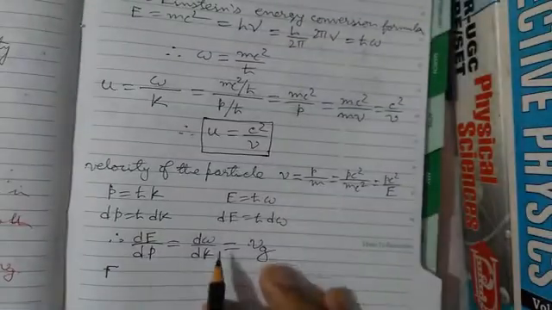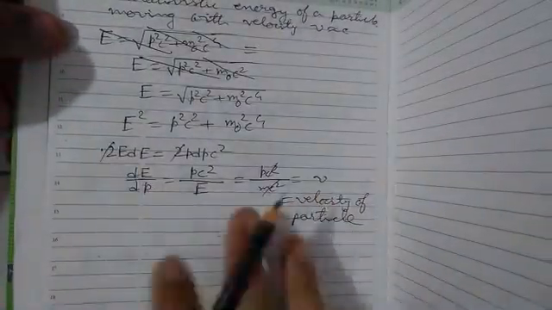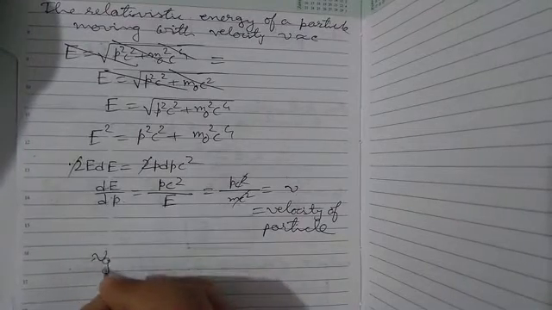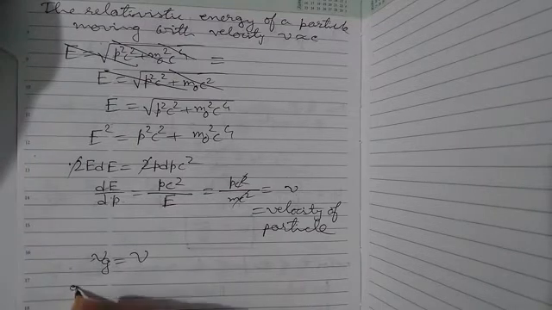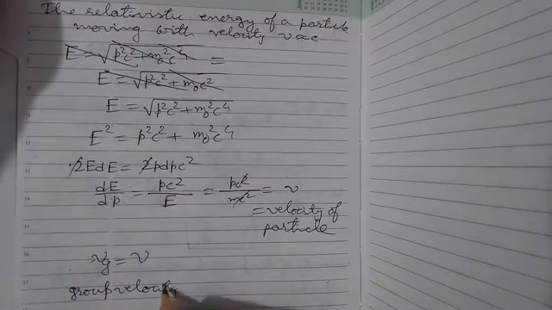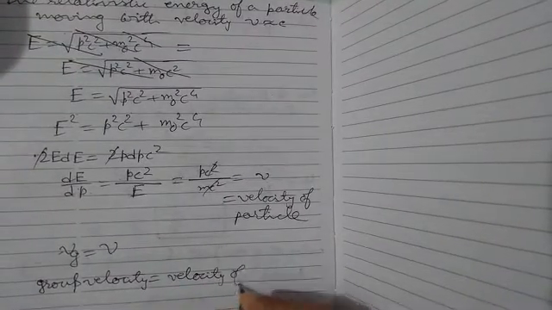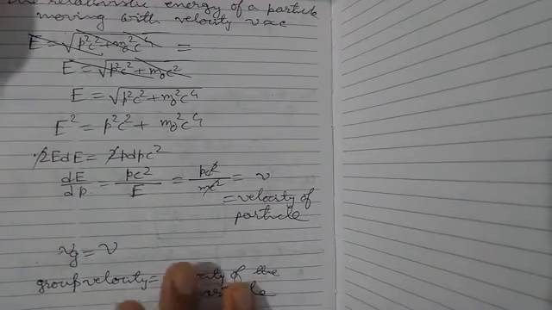Now here what you have got? dE by dp is equal to vg, and here dE by dp is equal to v. So from here what comes? Vg is equal to v. So this proves that group velocity is equal to the velocity of the particle.